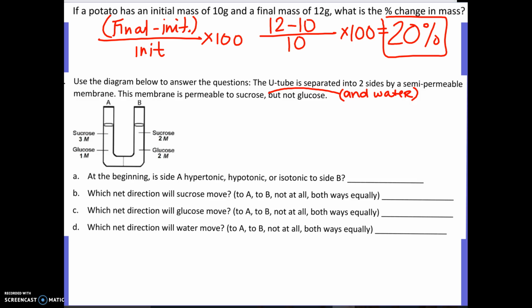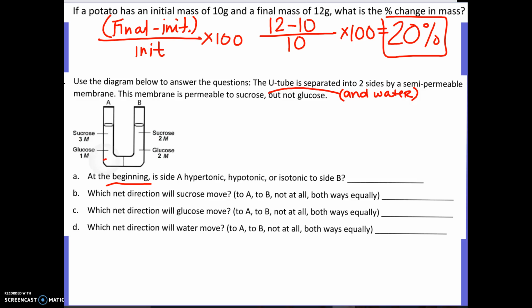All right, so first thing you're going to do, you always want to look at solutes and you always want to look at water last. So the first question says, at the beginning. When they say at the beginning, they mean before anything moves anywhere, when they first set this up. Is side A hyper, hypo, or iso to side B? So what is it? It is iso.